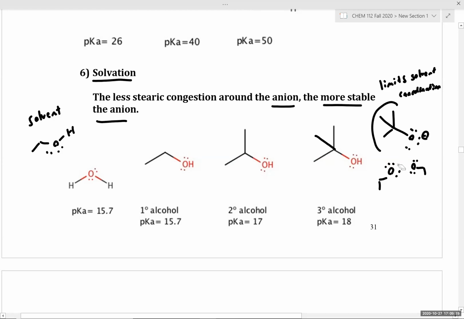We're less able to stabilize our anion via hydrogen bonding and other effects because we have a substantial amount of steric bulk, which is taking up space and limiting coordination of solvent around our anion. We'll see these steric effects again when we talk about different reactions that are partially facilitated or stabilized via solvation effects. Does this idea look familiar to everyone? This idea of stabilization from the solvent, this idea of solvation effects?